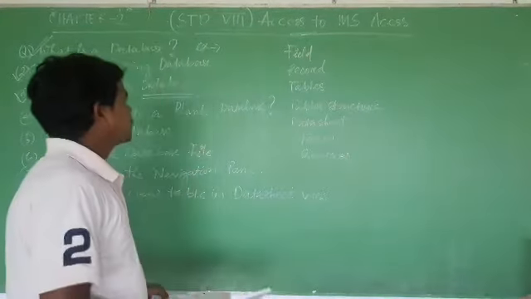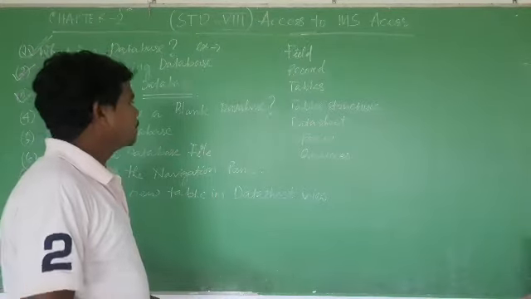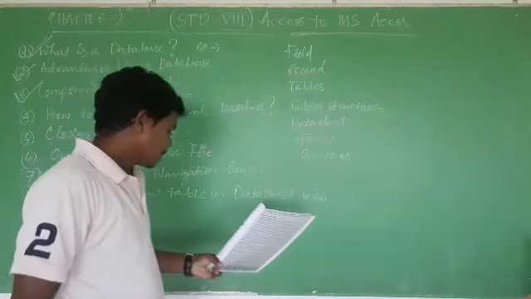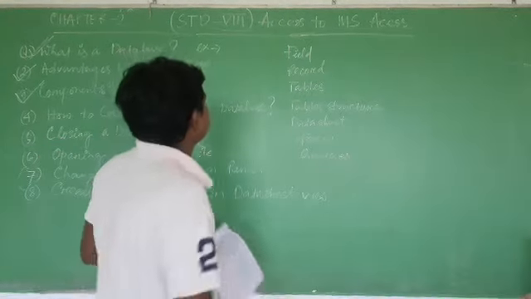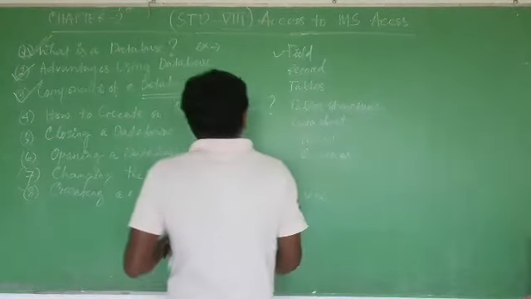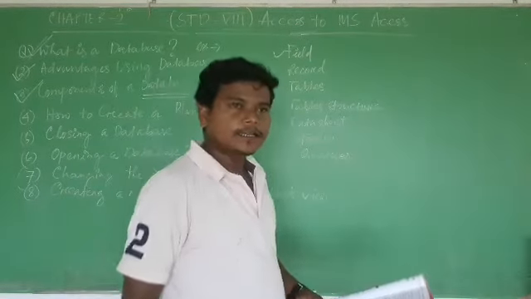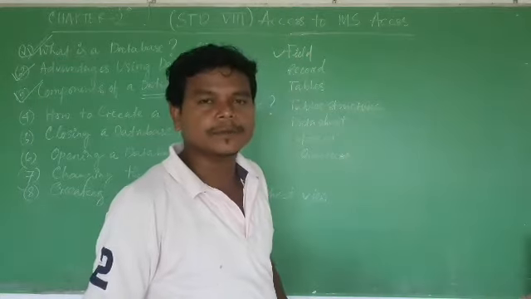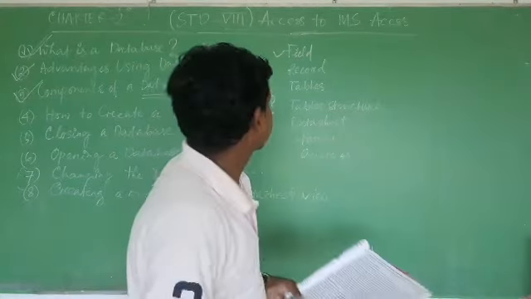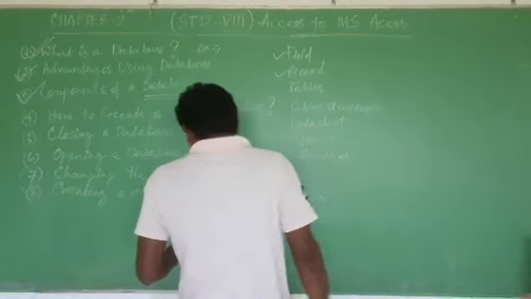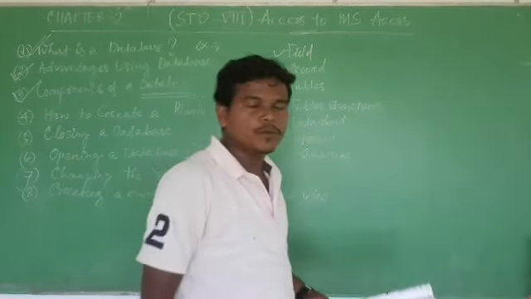And what are the various components we need for doing so? First one is field. Field refers to what? Field refers to the data table in the database. Record refers to the group of related data fields.